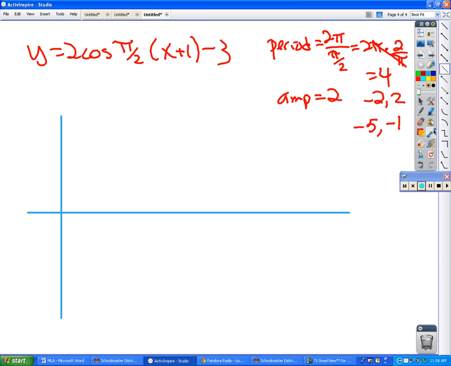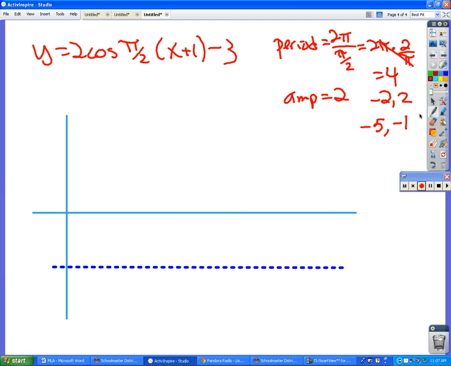So just like I did before, I'm going to put a dotted line where the x-axis would kind of be. So what's right in between -5 and -1? -3. So I'm going to put a little axis here at -3. This right here is -1, and this right here is -5.